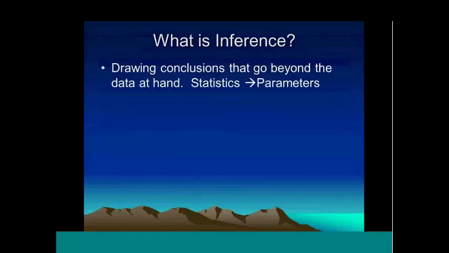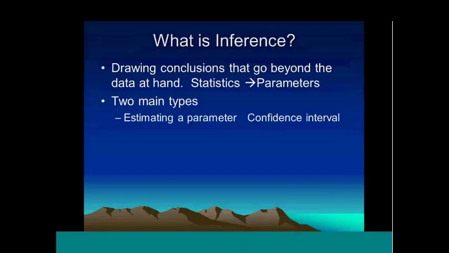Well, one way to look at it is it's about drawing conclusions that go beyond the data that we have at hand. We often say that we use statistics from our sample to draw conclusions about some parameters that we're interested in. There are two main types of inference that we work with in AP statistics. The first type is estimating a parameter, which involves confidence intervals. And the second type is testing a claim of some sort, which is where significance tests come in.